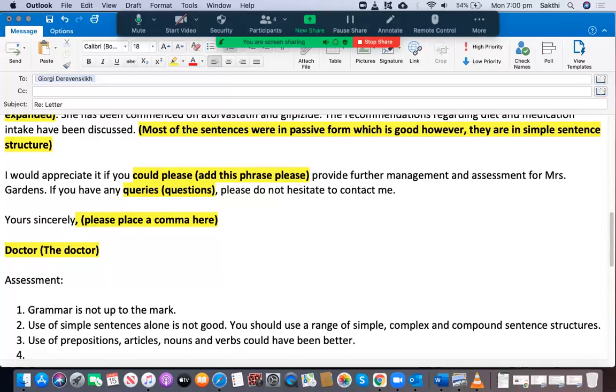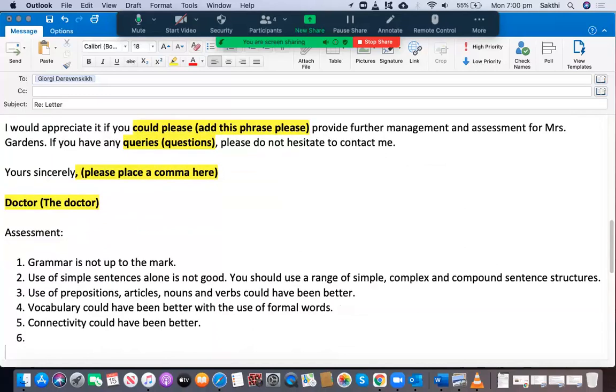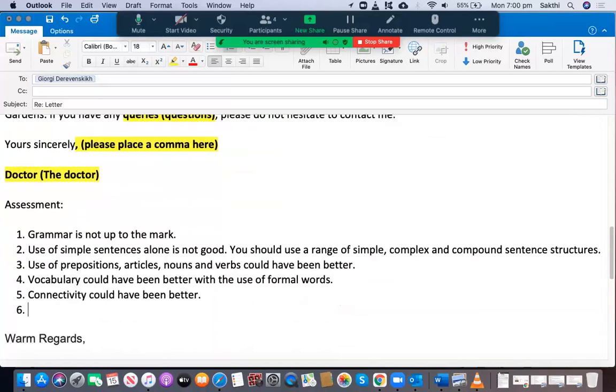And what else? Spelling is all right, but vocabulary could have been better with the use of formal words. Connectivity could have been better as well, because he didn't use connecting phrases to link the sentences together. Overall, task fulfillment is below average.